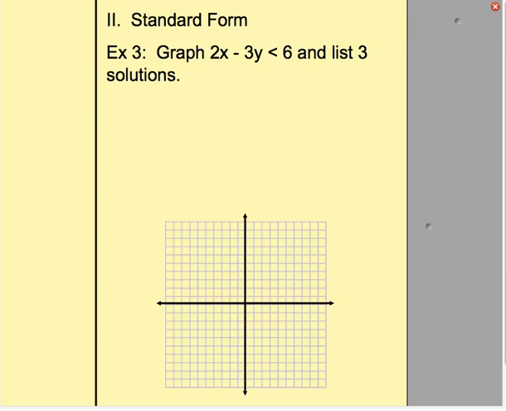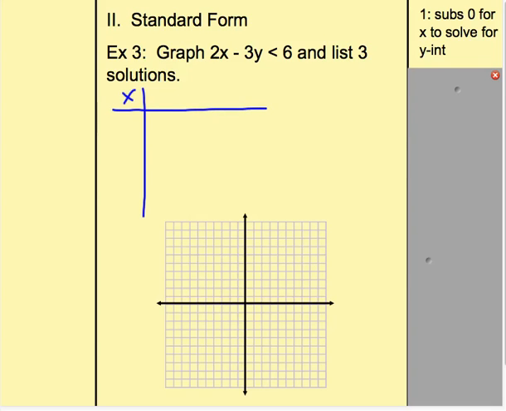In this video, we're going to remind ourselves how to graph from standard form. With standard form, it's kind of nice and easy to solve for our x and y intercepts. You substitute 0 to solve for x to solve for your y-intercept. And for some of you, when we first learned this, a 3-column chart was helpful, so I'll remind you of that.